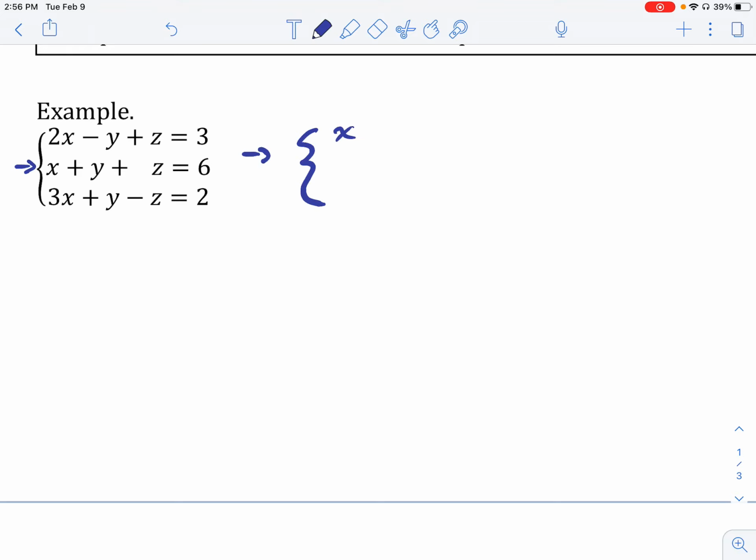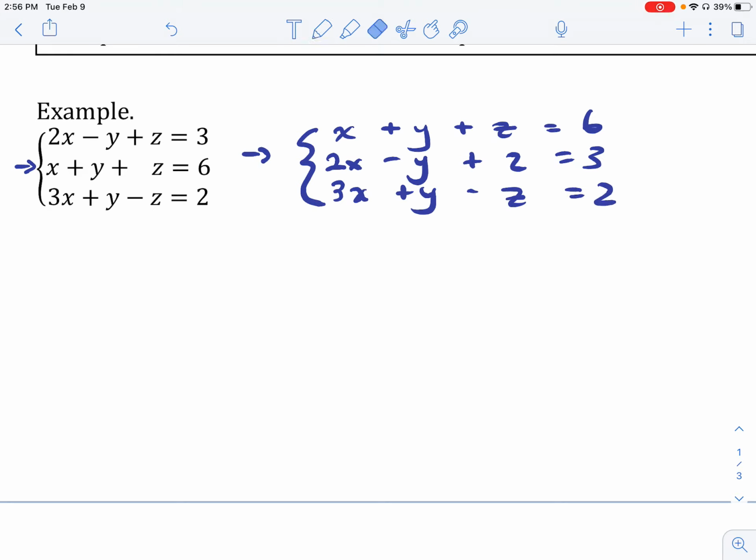In other words, this would be x plus y plus z is equal to 6. And I'm going to take my original row 1 and make it my new row 2. So this would be 2x minus y plus z is equal to 3, and I'm going to keep my row 3 the same: 3x plus y minus z is equal to 2. Now, why do I want my row 1 to have a leading coefficient of 1? Because you're going to see in a moment that it's going to make my life a whole lot easier when I need to try to eliminate the other values here.